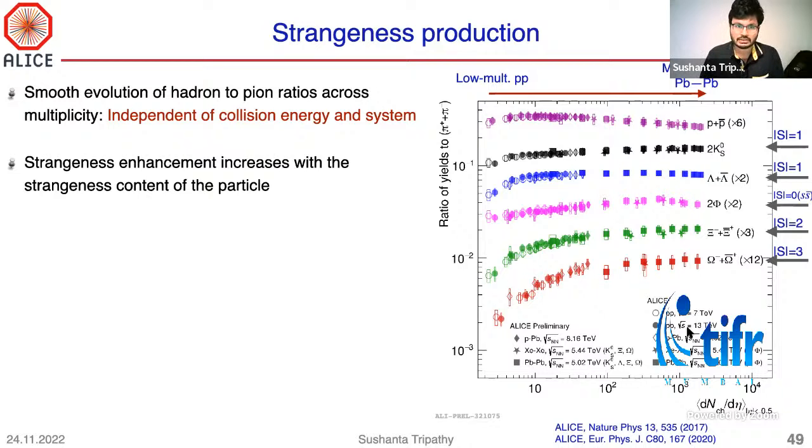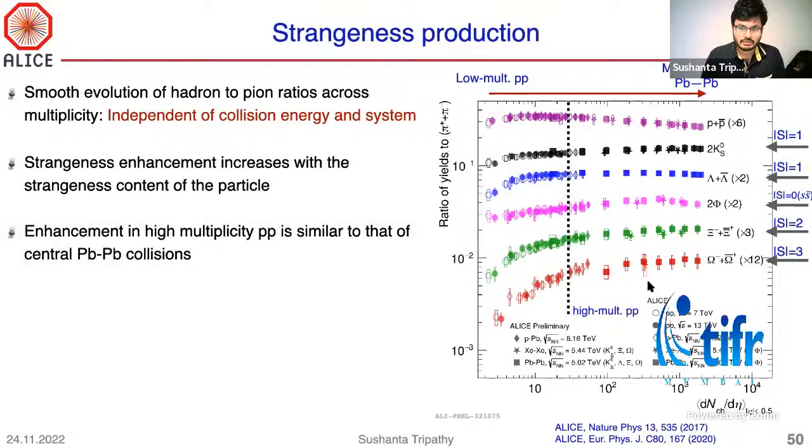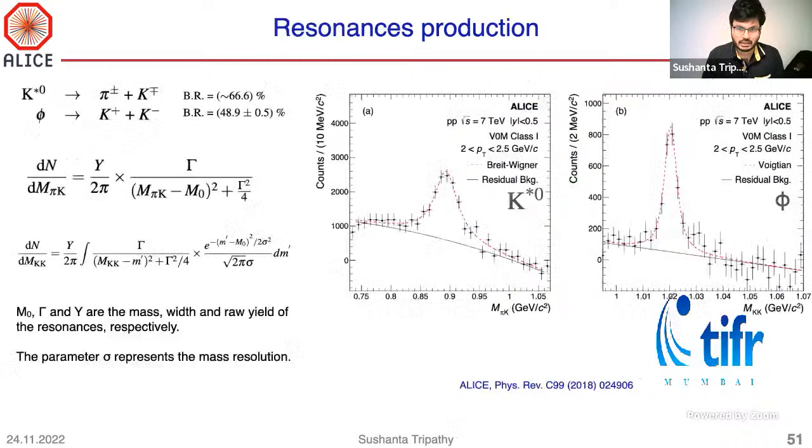Okay, and as you can see, the enhancement of strangeness production increases with the strangeness content of the particle. So this is with increasing strangeness content, and phi meson is a hidden strange particle. You might have seen that in 2017 we had a publication in Nature Physics where strangeness enhancement has been reported in high multiplicity collisions, which is very similar to what we see in the central collisions as well.